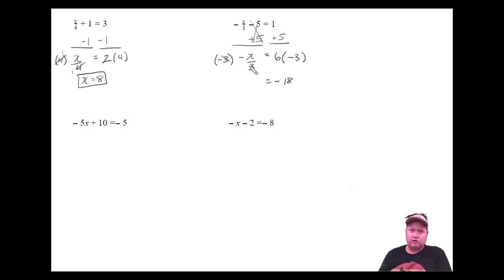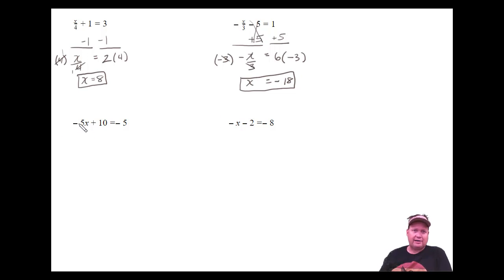And the 3 cancels with the 3. And 2 negatives multiplied together at this point become a positive. So we really just wanted a positive x. And there it is. Positive x equals -18.